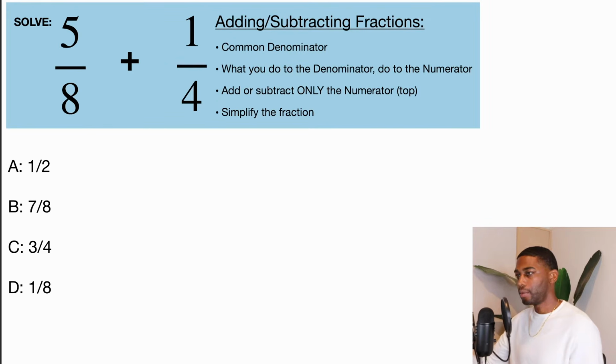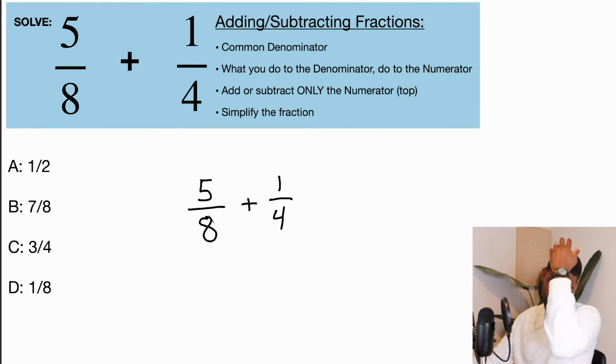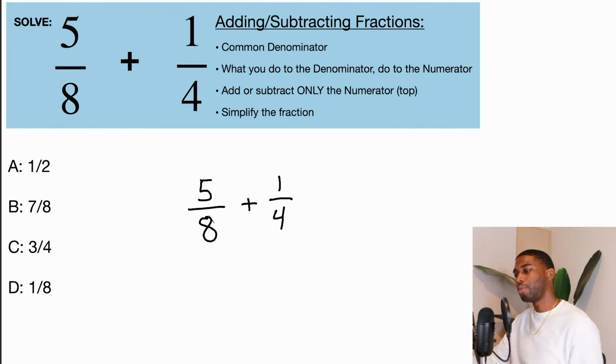5 over 8 plus 1 over 4. This is a good one. 5 over 8 plus 1 over 4. So whenever we're adding or subtracting fractions, we need to be thinking what? Common denominator. Right? Common denominator. AKA, what number goes into both 8 and 4? The answer would be 8. Am I correct? We can change this 4 into an 8 if we so choose, right?